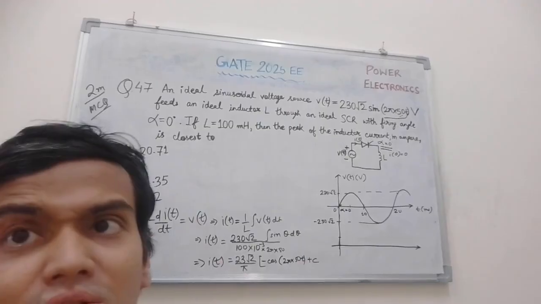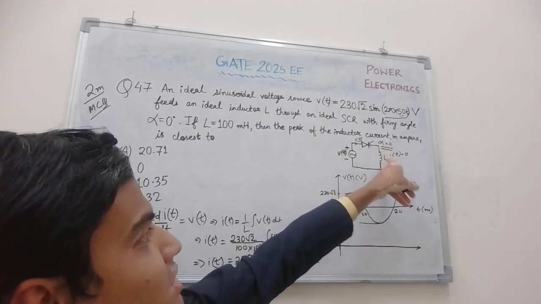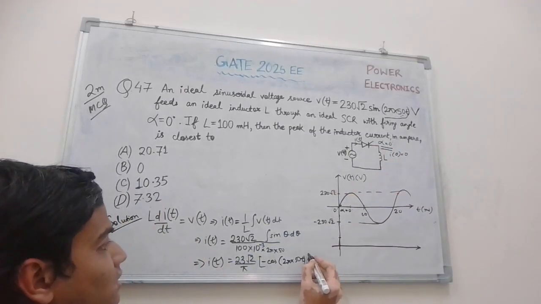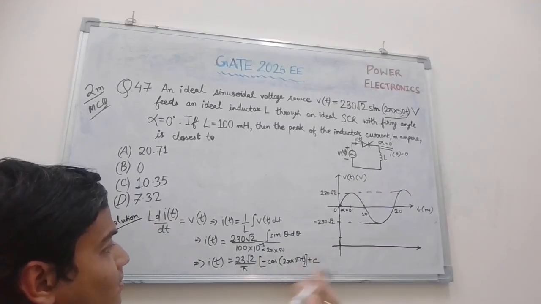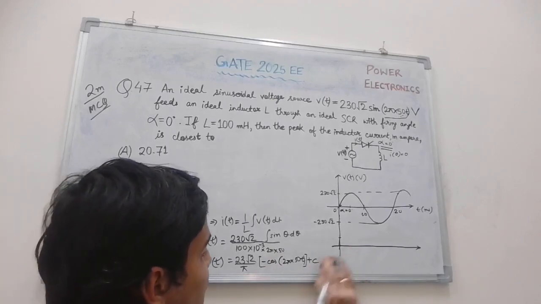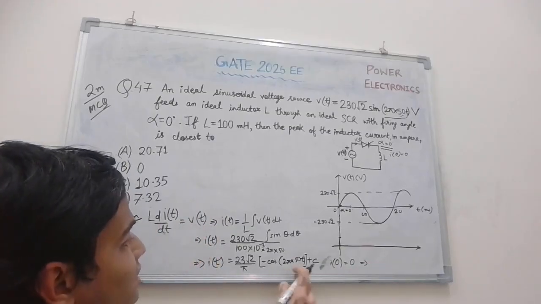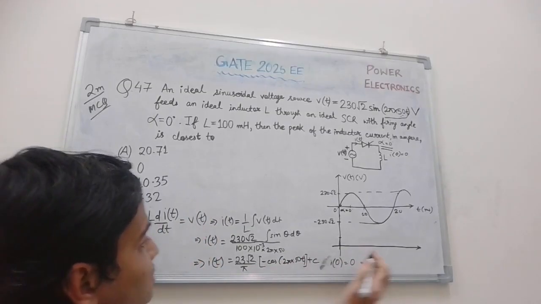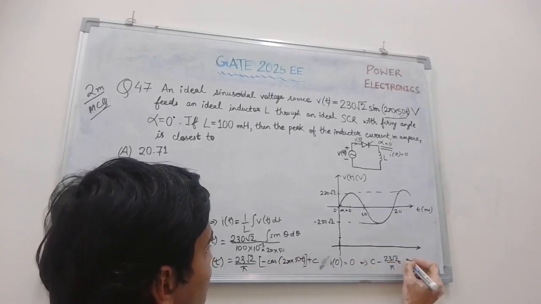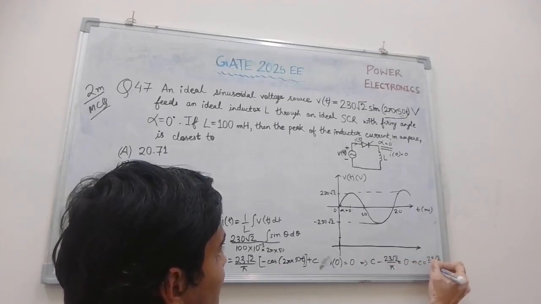Now to find the value of the constant, what will we do? We find the initial condition. The initial condition is that before the cycle just switched, the inductor current was 0. So i(0) equal to 0. We put t equal to 0 here. Then we get what? Cos 0 is 1. So we put i(0) equal to 0, this term was minus 1. So C minus 23 root 2 by pi equal to 0, or C equal to 23 root 2 by pi.